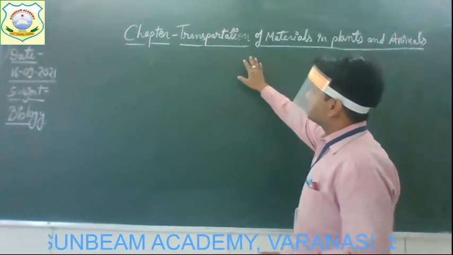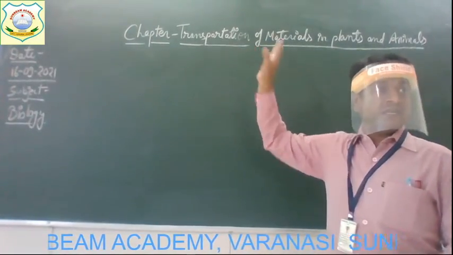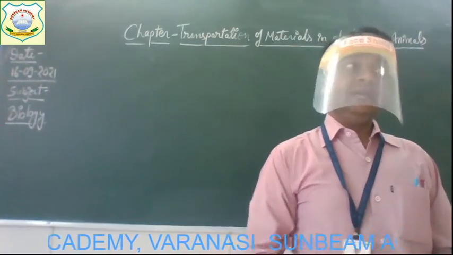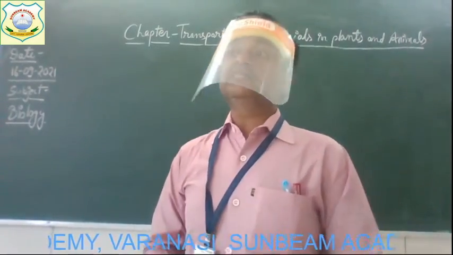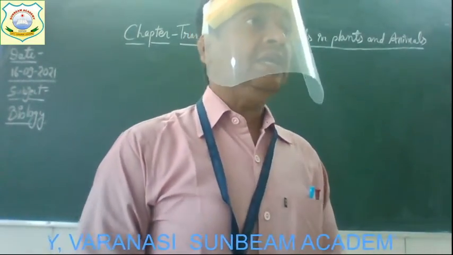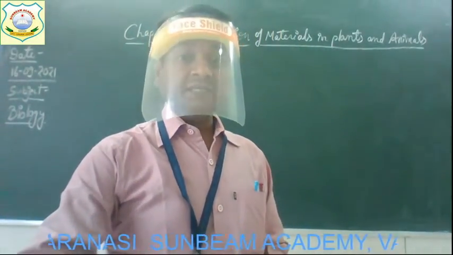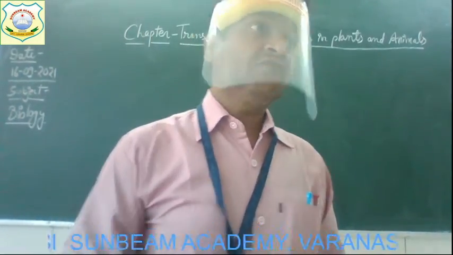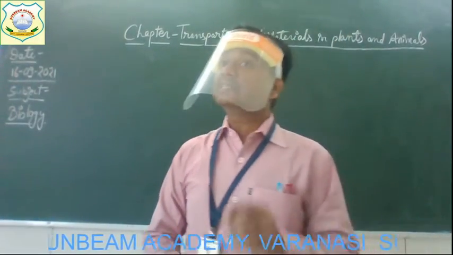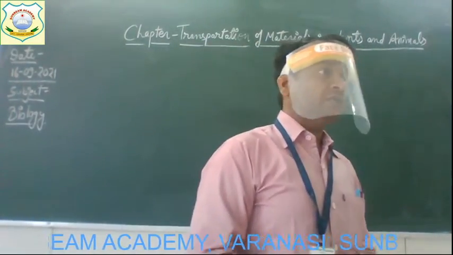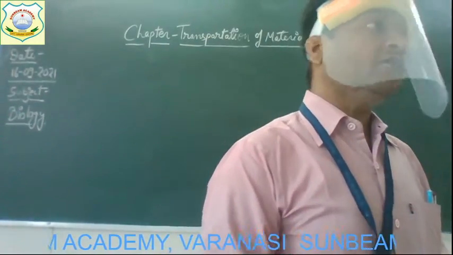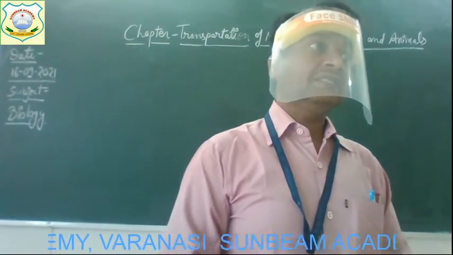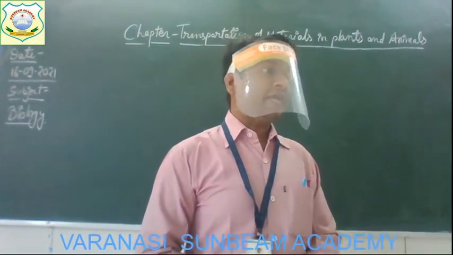We are discussing the chapter Transportation of Materials in Plants and Animals in Biology. In the previous class, we discussed the book exercises A and B. Exercise A was: choose the most appropriate answer from the given options. Exercise B was very short answer questions whose answers you need to give in only one word. We discussed all these exercises in the previous class, and I hope that you all understood these answers.